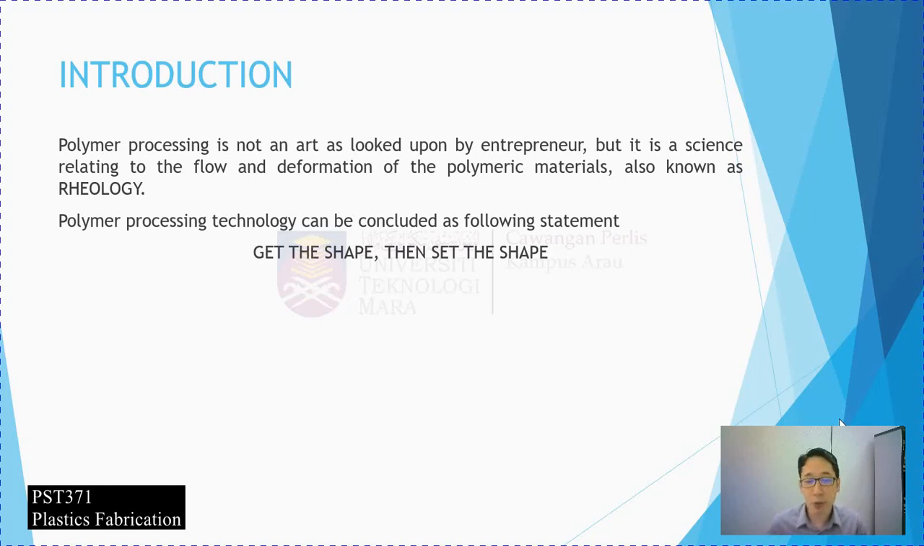Why is it said to be not an art? It is presumed so by entrepreneurs, but we know it as a science related to flow and deformation, because this is the initial state where the polymeric material will determine the performance of the final products. So in order to produce a good quality product, you need to know the behavior, the thermal properties, the polymeric properties themselves before you can form a final product. Polymer processing technology can be concluded with the following statement. I do love this statement. Get the shapes, then set the shapes.